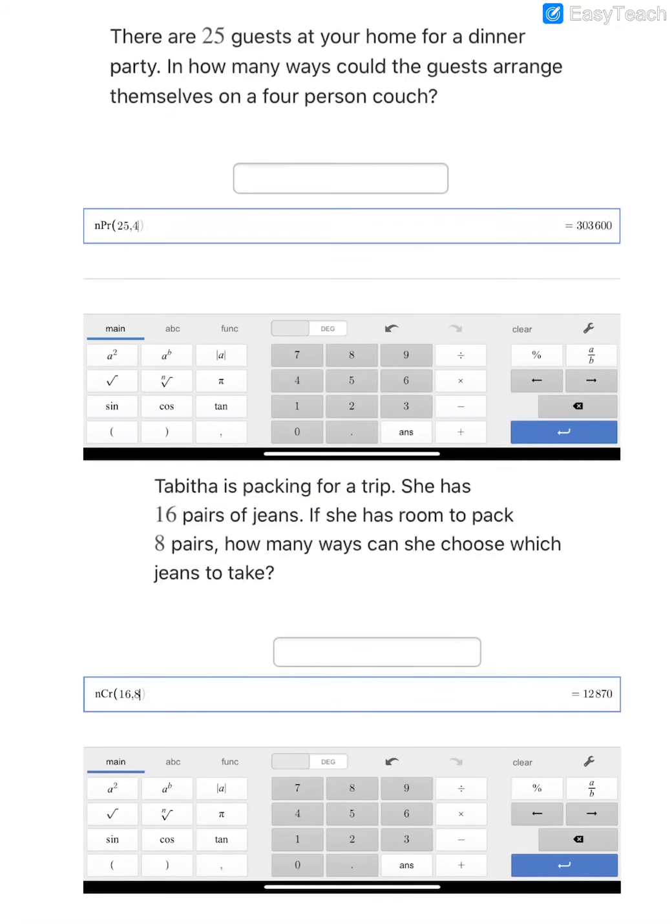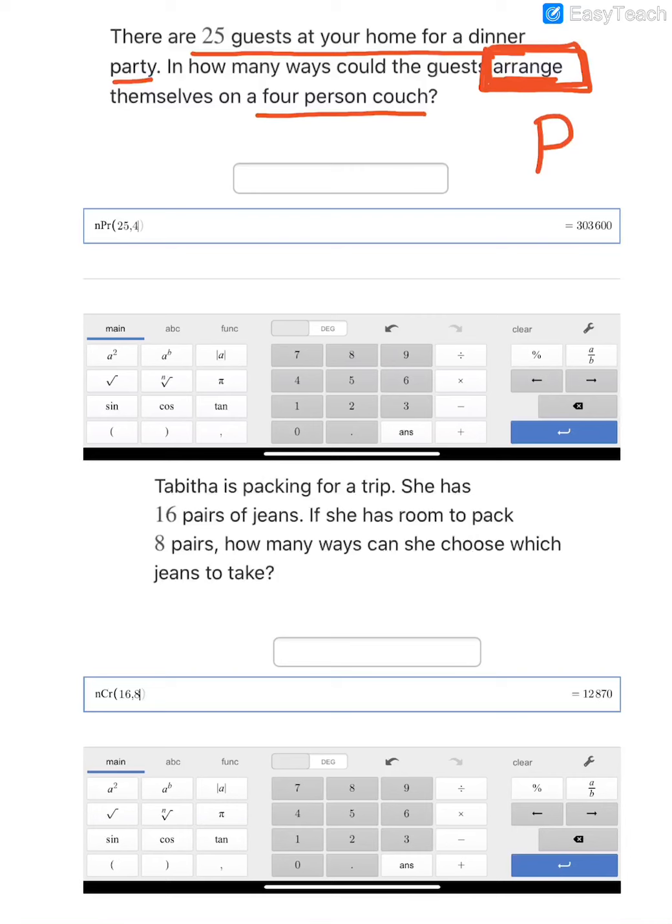Now, the second type of problem here, this is where you have to start deciding whether it is a permutation or a combination. So we've got 25 guests at our home for a dinner party, and we're looking at how many ways could they arrange themselves on a 4-person couch. So you have to ask, is this a grouping or is this an ordered arrangement? And of course, the key word here, arranged, would tell me that it's an ordered arrangement. So that's how I know it's a permutation.